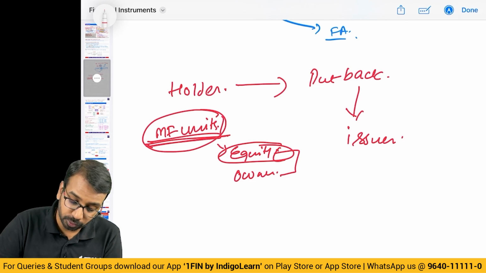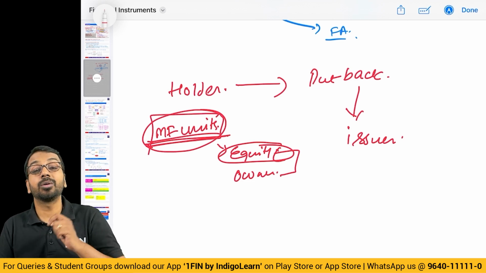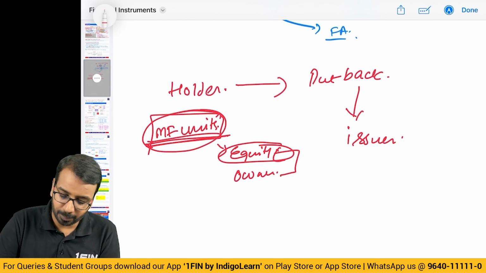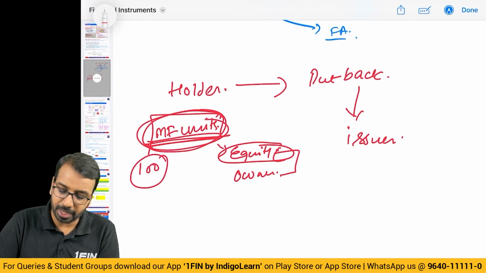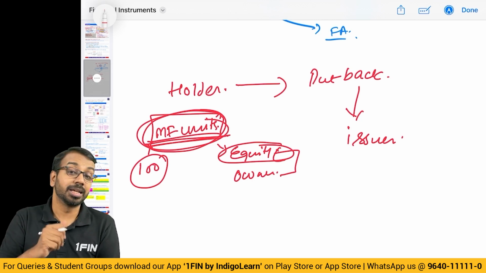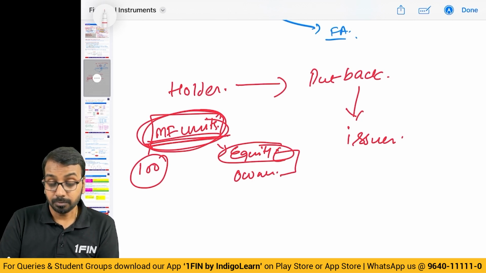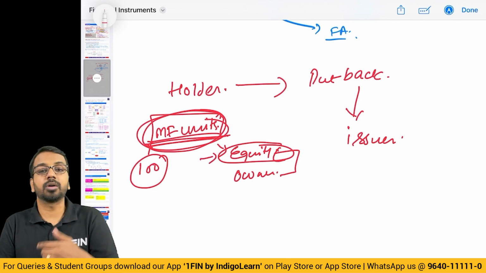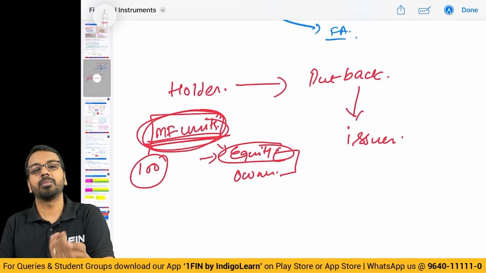Whereas a mutual fund unit holder can go and ask for redemption whenever they want. If I have purchased, let us say, 100 units of mutual fund today, I can go after 1 week and ask for redemption. So this does not fit the criteria of being equity, because I am able to take money whenever I want.